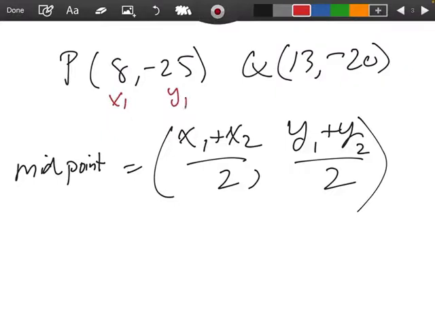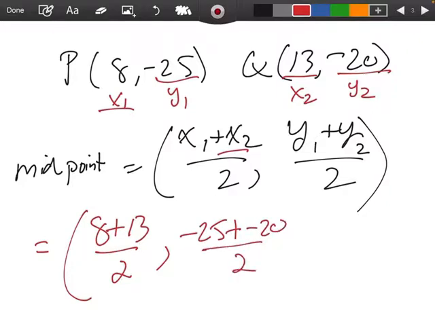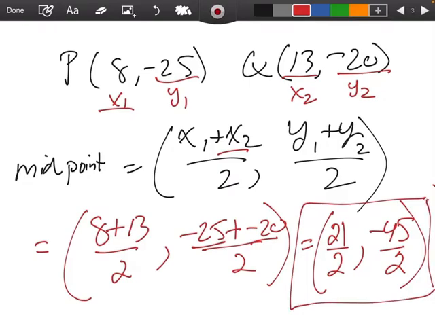Again, that's my x1, that's my y1. That's my x2, and that's my y2. So I'm going to start plugging my numbers in. x1 is 8, plus x2, that is 13, divided by 2. Y1 is a minus 25, plus y2 is a negative 20, divided by 2. Okay. So 8 plus 13 is 21 over 2. Negative 25 plus negative 20 is a negative 45 over 2. And here are the coordinates of my midpoint.